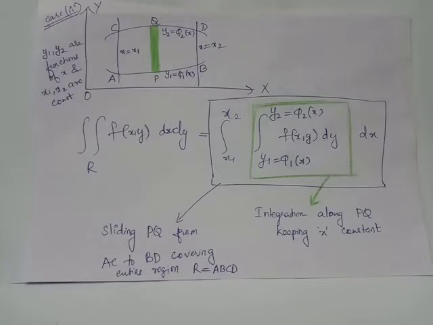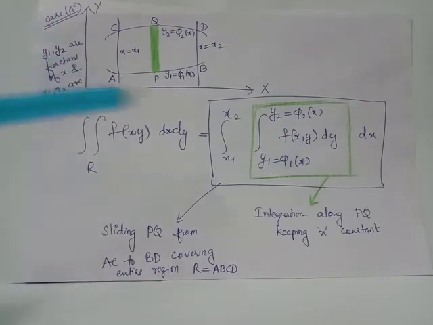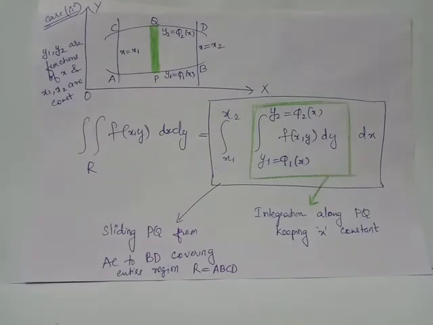In order to find the double integral over R of f of xy dx dy, where R is the region ABCD, which is clearly a bounded region, first of all we will have to perform integration along this vertical strip PQ. The integral from y1 equals phi1 of x to y2 equals phi2 of x, f of xy dy, represents integration along the vertical strip PQ. When we do integration along the vertical strip, we keep x as a constant. After this inner integration, we will get the resultant answer in terms of x.